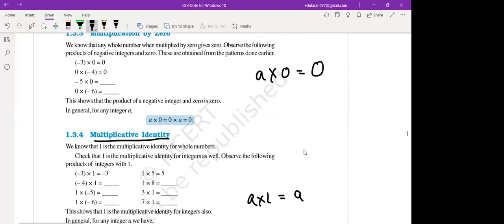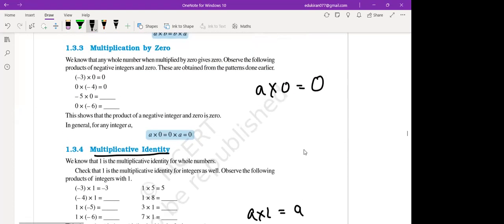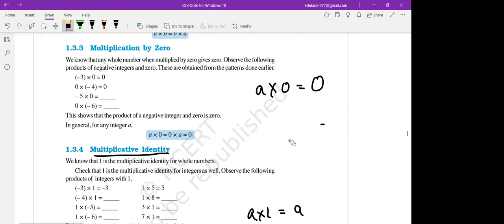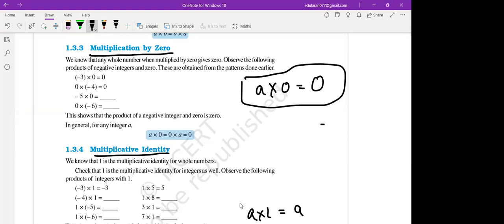What if they give you 5 multiplied by minus 1? Then it will give you minus 5. That's not a multiplicative identity. Multiplicative identity only includes 1. So first write the heading multiplication by 0 and write this, and then multiplicative identity, then write this. Okay, this one. Fine.